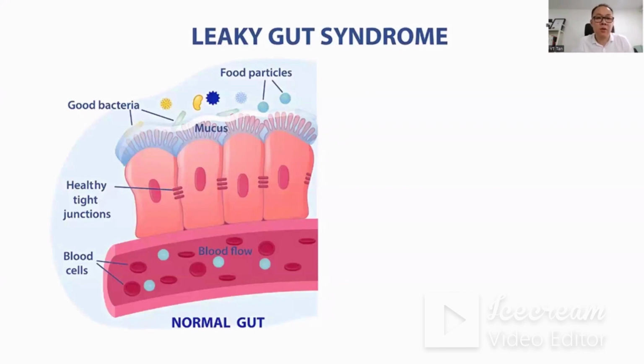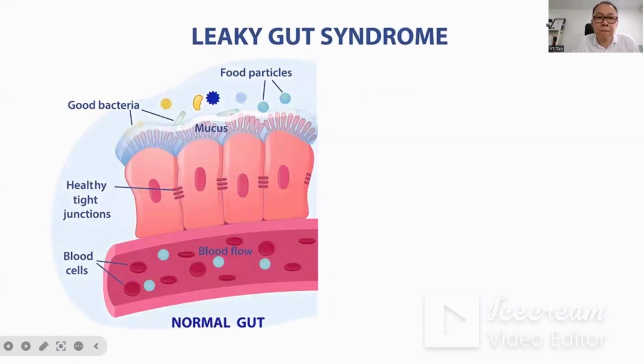What is leaky gut syndrome? You can look at this. This is a normal gut. In a normal gut, you should have very tight junctions between the colon and the blood vessel. This is the colon, and this is where the mucus and bacteria live. With these tight junctions, the pathogens cannot pass through into the bloodstream, so the bloodstream stays very purified.